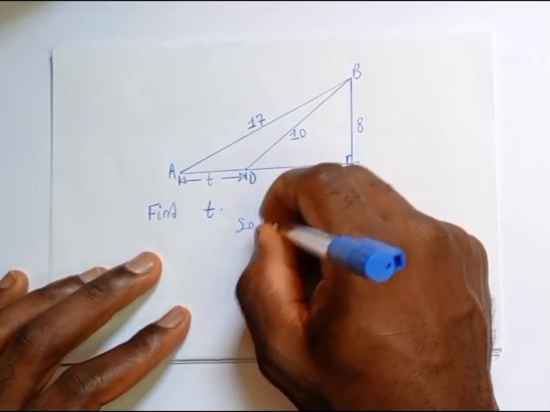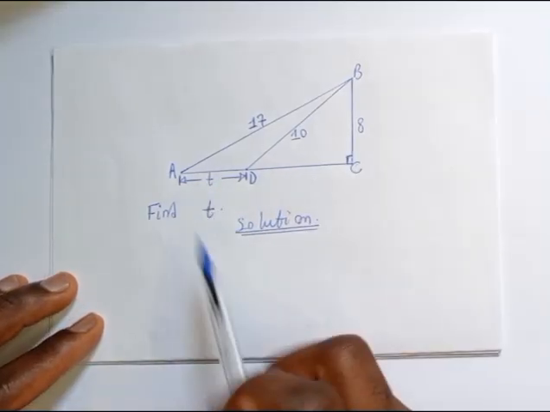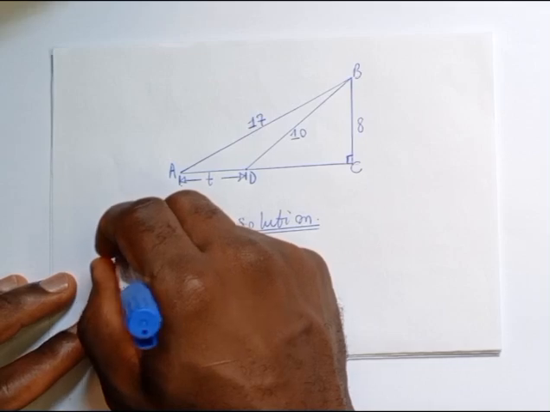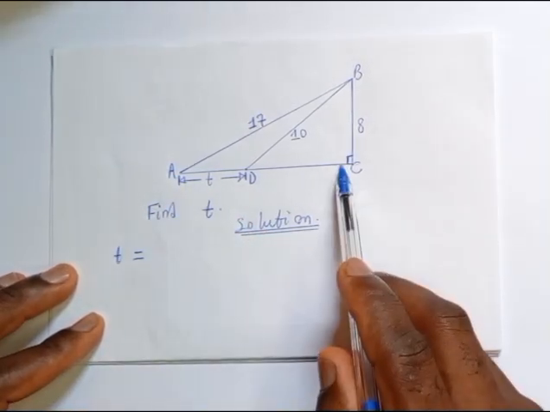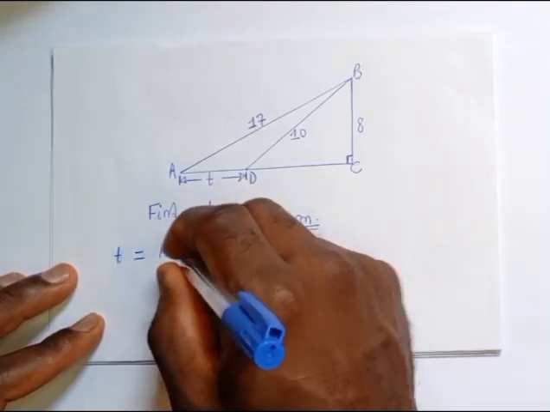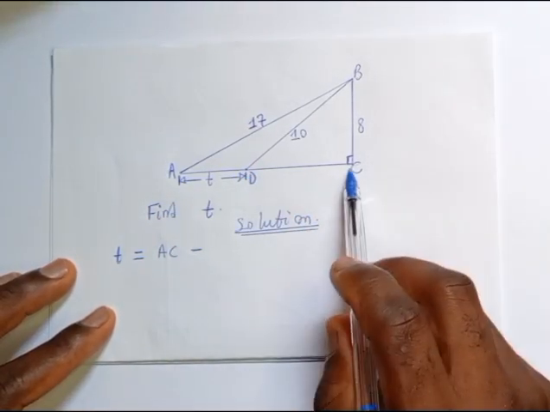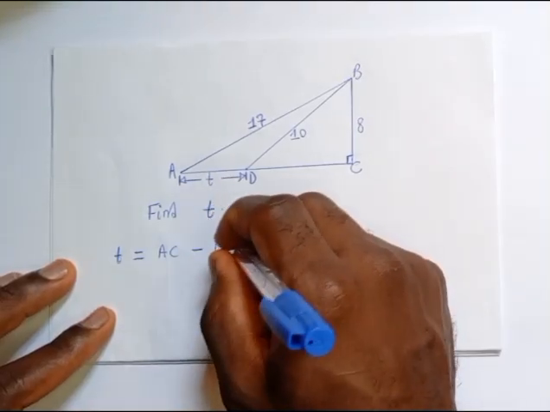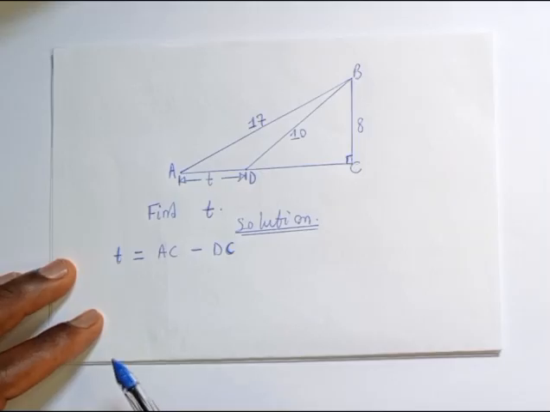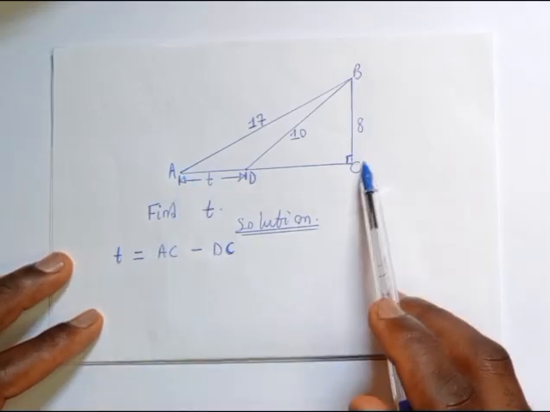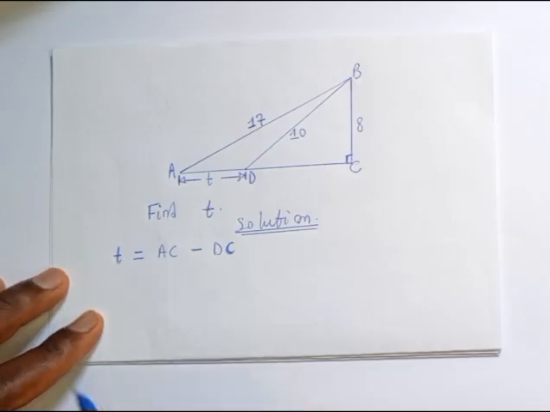Take solution. T, which we are looking for, is simply equal to AC minus DC. Now we need to start by looking for AC and DC so as to calculate T.